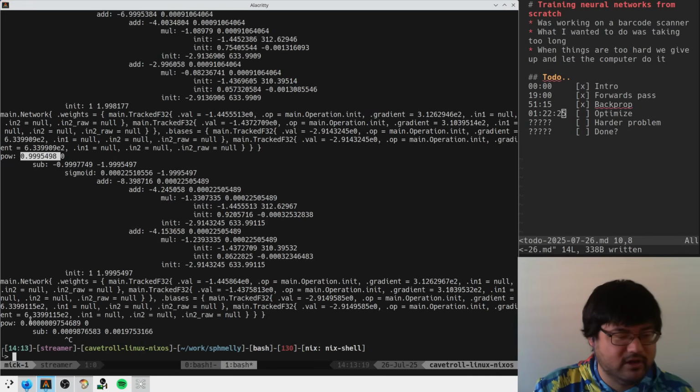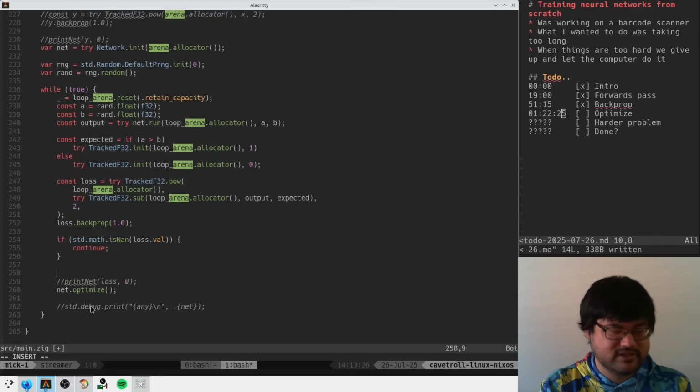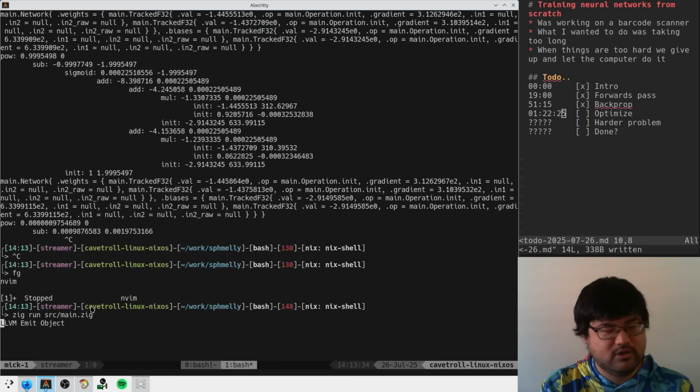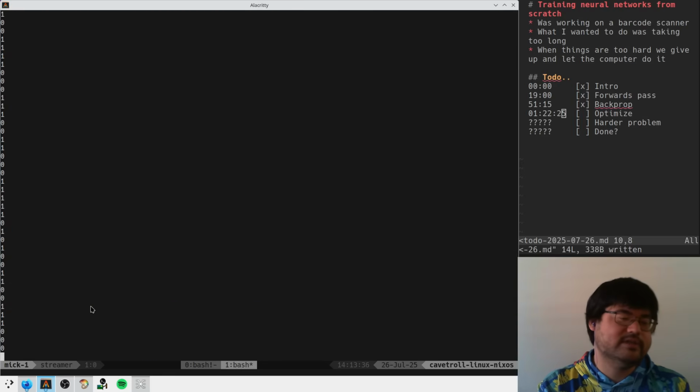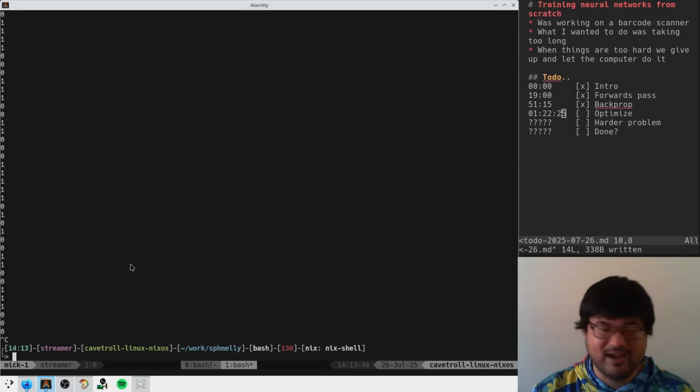Okay, so we are seeing big 1 sometimes, big 0 others. Can we stop printing so much? Let's just print the loss and see if it looks like it's converging. It looks like it has converged on sometimes being really wrong and sometimes being really right.